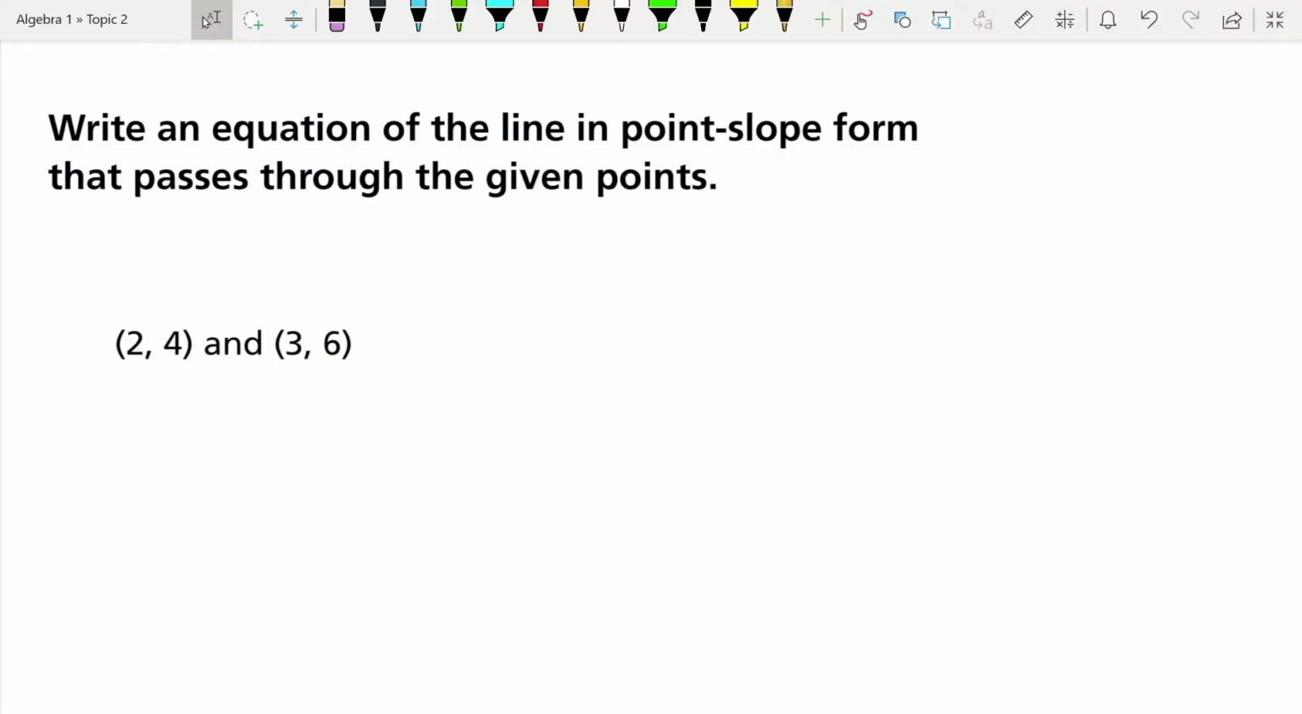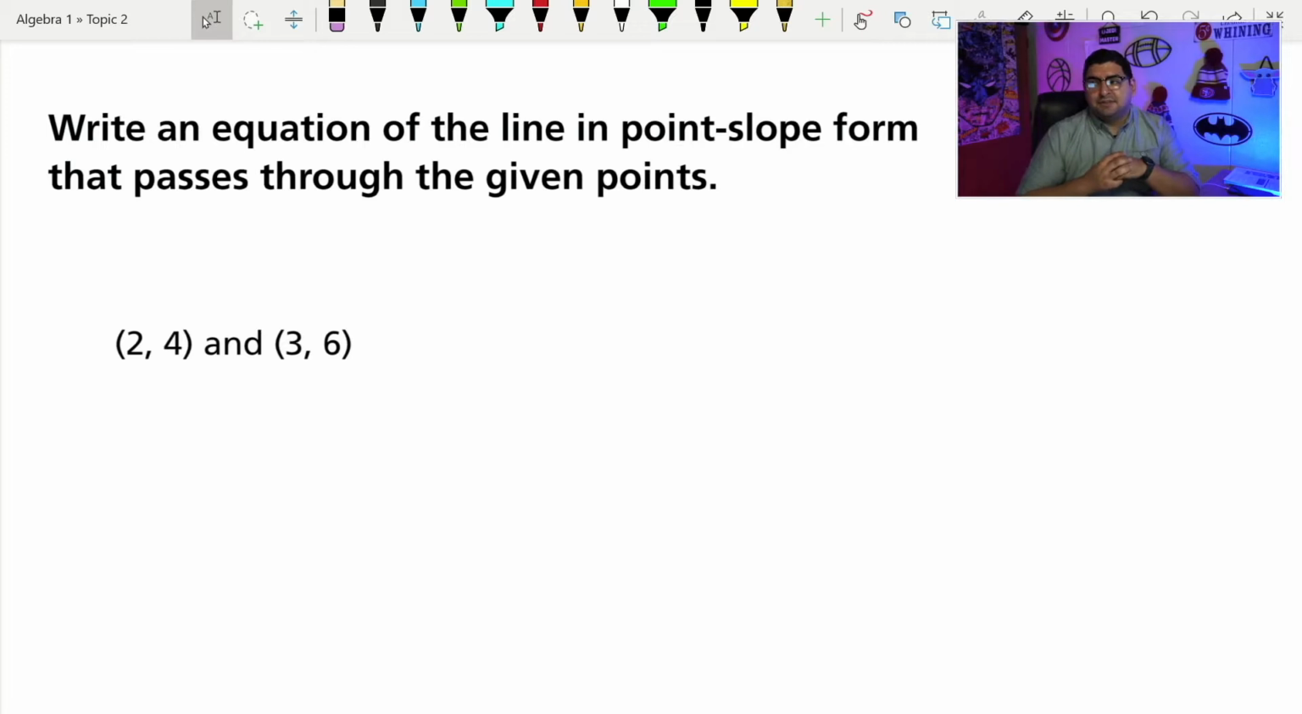In today's video we're going to be talking about how I can go from 2 points and write an equation in point slope form. Let's go ahead and get started. So here we're given 2 points and they ask us to write an equation of the line in point slope form that passes through these given points.